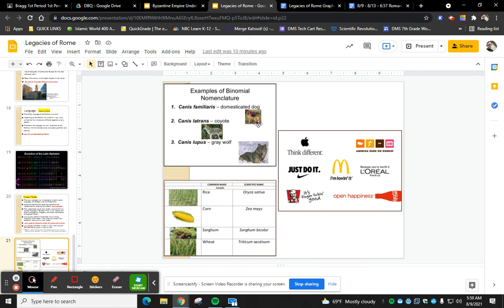All right, when we're talking about actual scientific names for animals, we have it right here, like Canis lupus for the gray wolf, Canis latrans for the coyote, and Canis familiaris for our normal type of domesticated dog. All right, and we have it here for food too. So rice is Oryza sativa, corn is Zea mays, sorghum is Sorghum bicolor. You probably don't use sorghum that much. And wheat is Triticum aestivum. I'm struggling with that one.